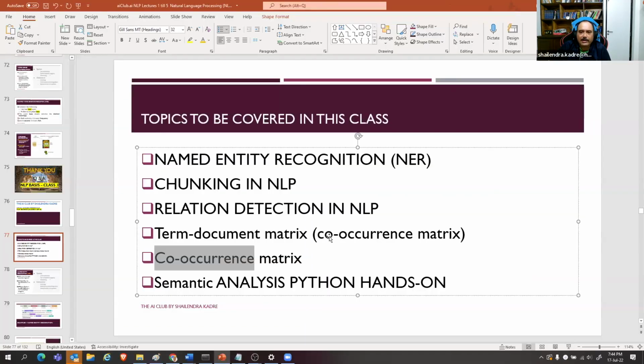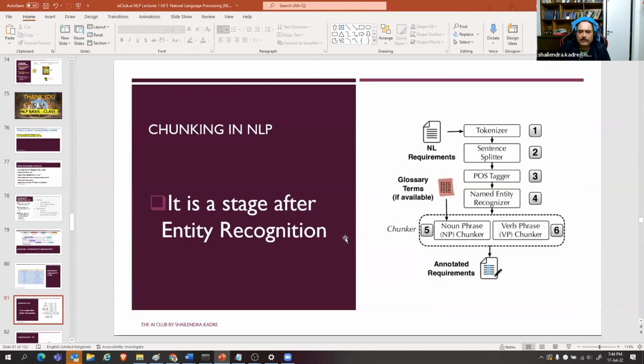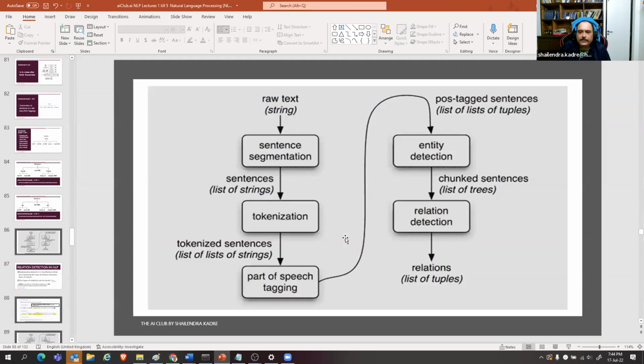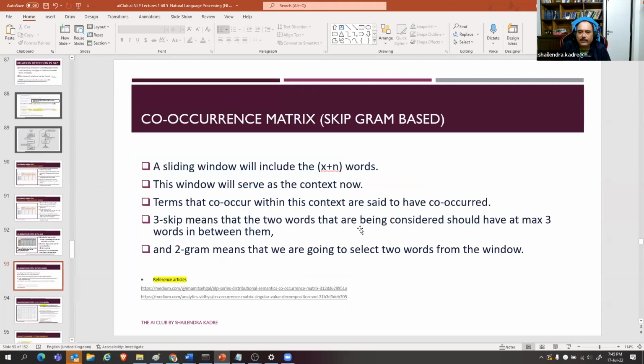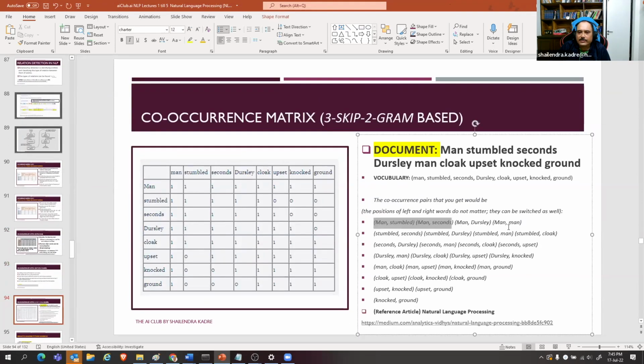I will highlight it here. Dr. Shailesh, have you understood whatever I told? See, first you highlight this. So I have taken the first 5 words: man, stumbled, seconds, Dursley and man. So I have seen the first window of 5. The first window is man, stumbled, seconds, Dursley and man.